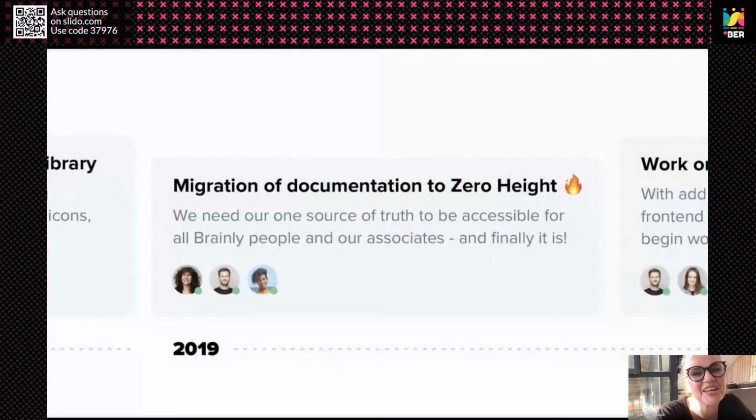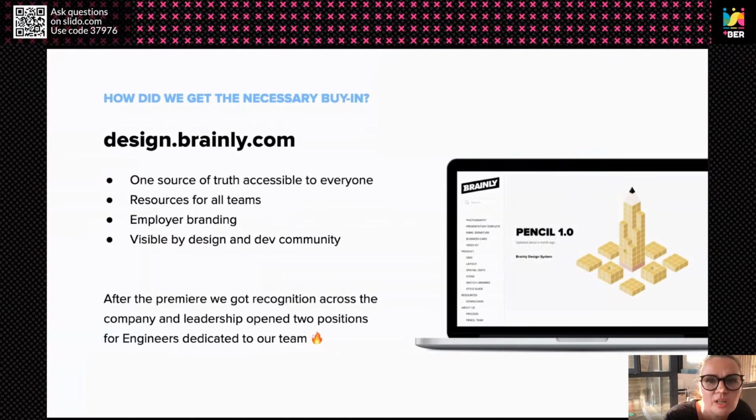Coming back to the design system story. We migrated our documentation from Confluence to Zeroheight with a sexy address, designbrainly.com. And Brainly people love this. And then we gained an actual buy-in across the company. Why? Well, one source of design tools was finally accessible and easily accessible. All teams, not only product teams, could find their resources like styles, presentation templates, illustrations, etc.